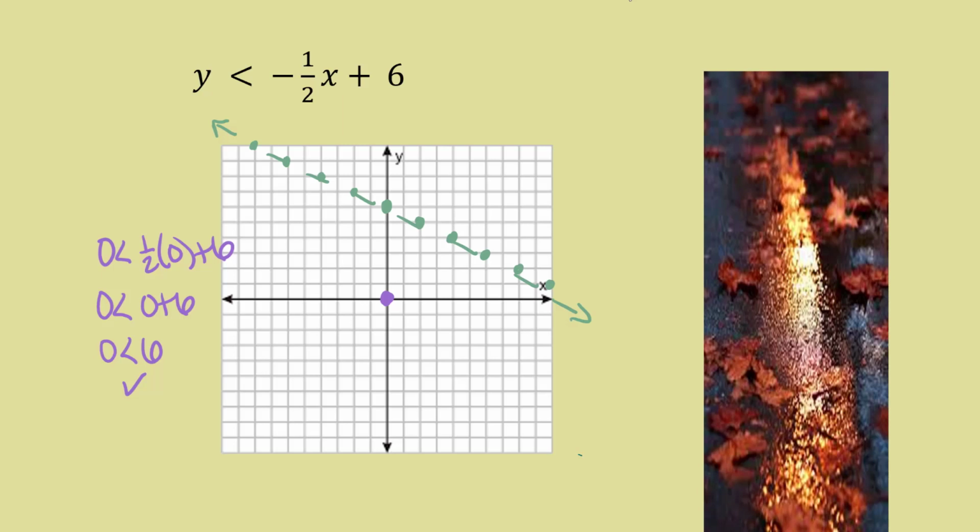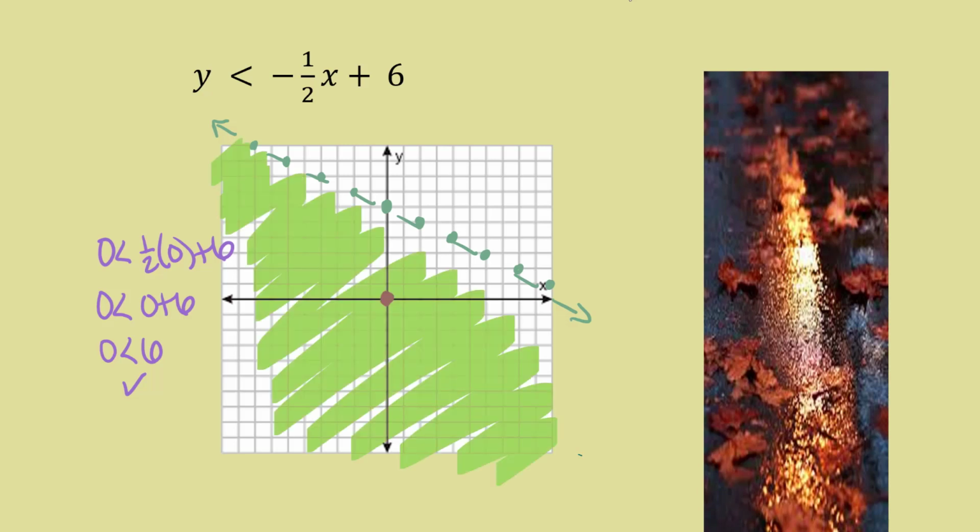This means that on the part of my graph where I put my dot to test, all of those points are going to be true. So I'm going to shade my graph below the line. And this shading is how we represent all of the possible answers. Any point that you use underneath the line is going to work and is going to be valid. So let's look at another one.